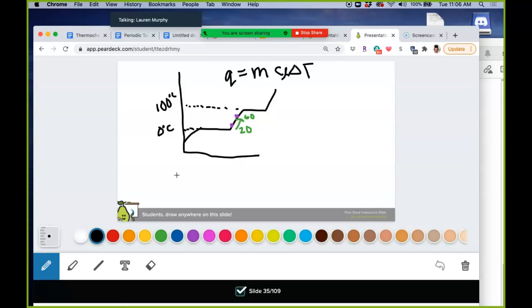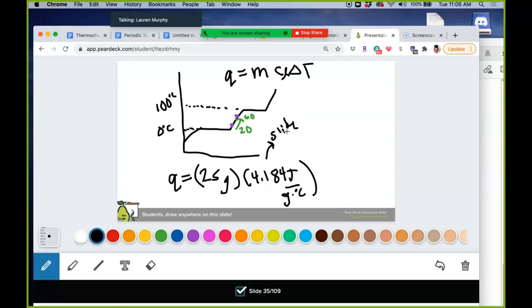So Q equals, the mass was 25 grams. Specific heat of liquid water is 4.184 joules per gram degrees Celsius. Again, I just looked this up on that slide. This is on the slide. You can look it up. And then delta T is final temperature, so that's 60 minus 20, final minus initial, degrees Celsius. So let's look at our units. Grams cancel, Celsius cancel, and you're left with joules.